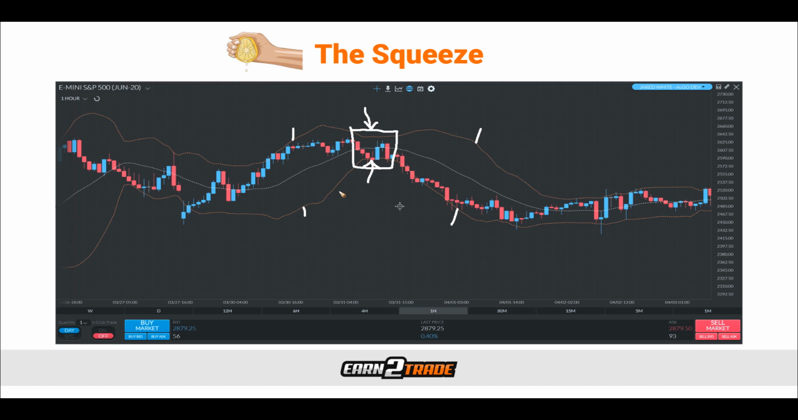Once we identify a period where the bands are squeezing together, we're simply waiting for the opportunity for price to show us where it wants to go. And what does that mean? Well, that means we're looking for price to either close or push outside the bottom of the Bollinger Band, which it did right here, or to potentially do it outside the top, which it did not do in this image example.